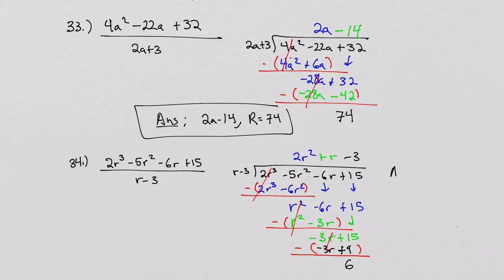So our answer is going to be 2r squared plus r minus 3. That's our quotient with a remainder of 6. And I should have mentioned this in the previous ones, but you could write out remainder, or you can write r. We'll accept either.